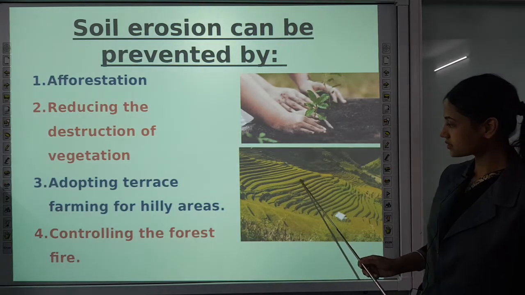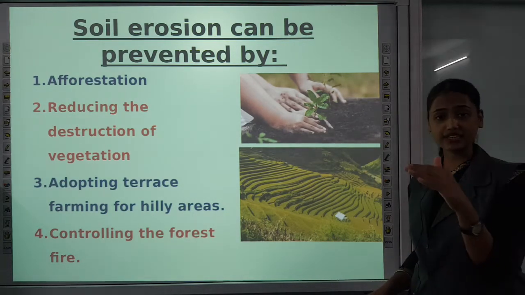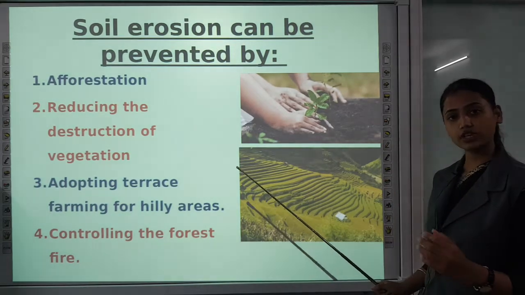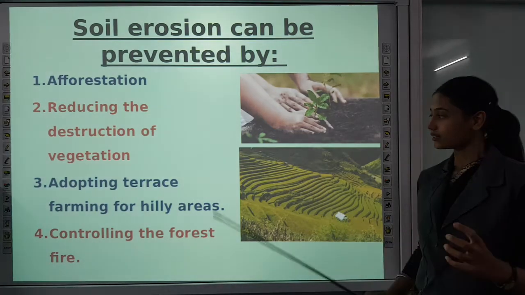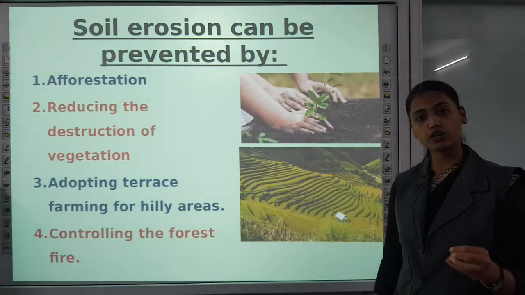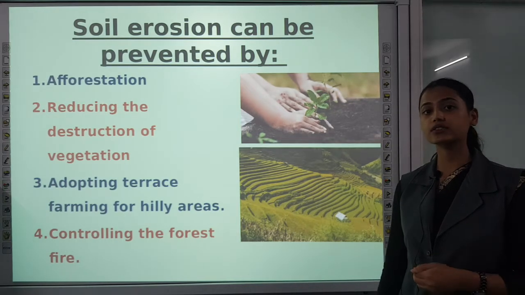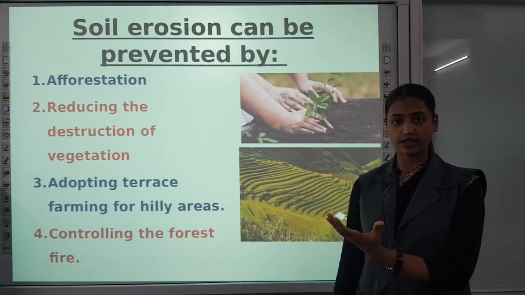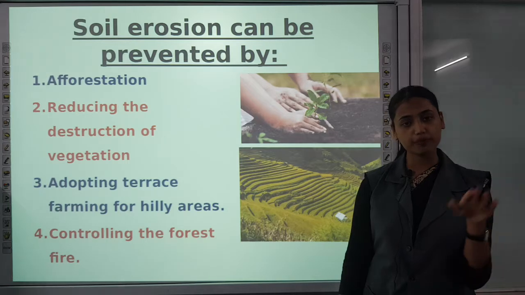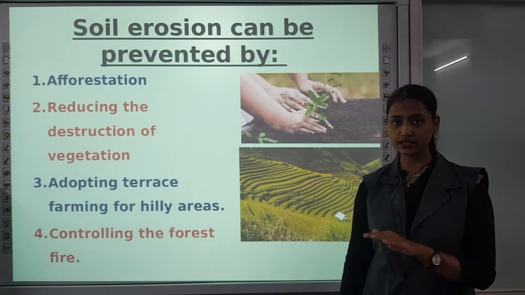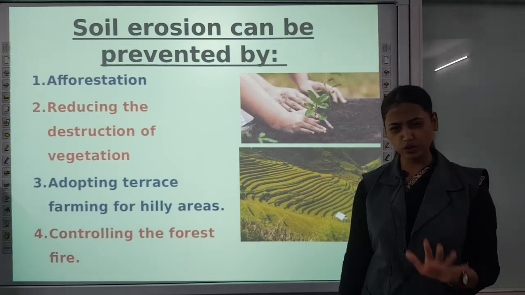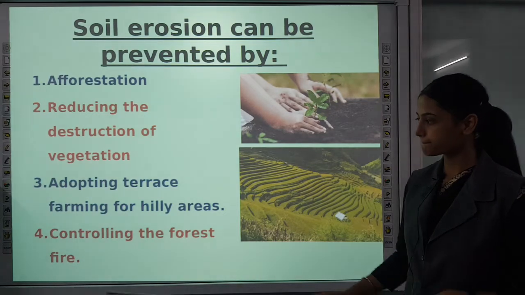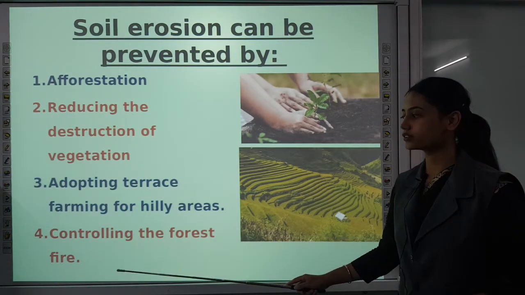It is done in the manner of making steps. So many steps are made in terrace farming, and when the water flows down from top to the bottom, because of these steps the speed, the velocity of water decreases, which ultimately prevents soil erosion. You can compare it in your mind also. The water which is flowing with high speed can take the top fertile layer of soil with it, but the water which has slow speed cannot carry the top fertile layer of soil. And last is controlling the forest fire.